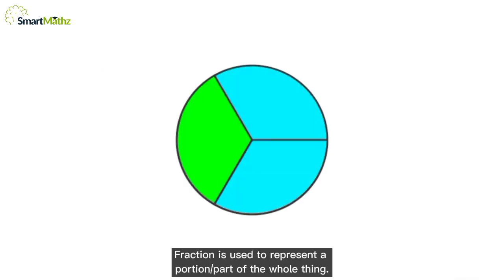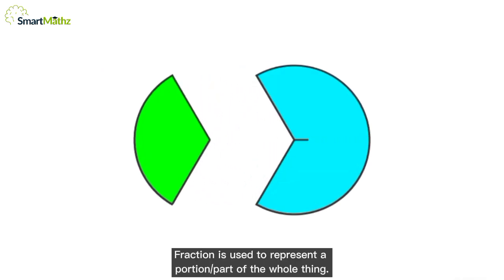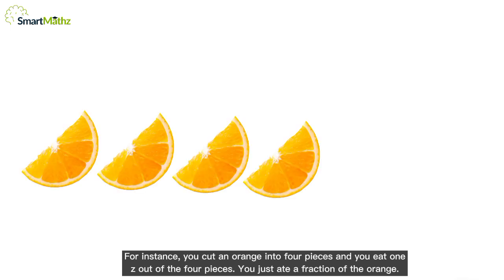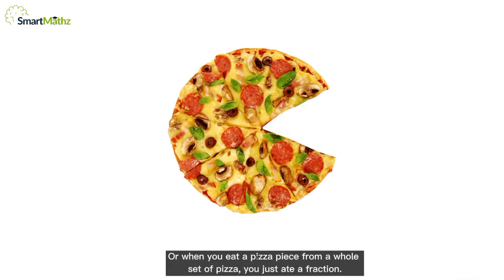A fraction is used to represent a portion or part of a whole thing. For instance, you cut an orange into 4 pieces, and you eat 1 out of the 4 pieces. You just ate a fraction of the orange. Or when you eat a pizza slice from a whole pizza, you just ate a fraction.